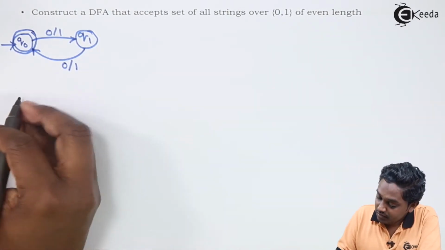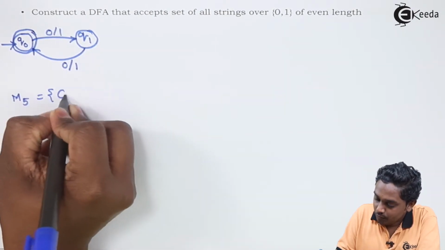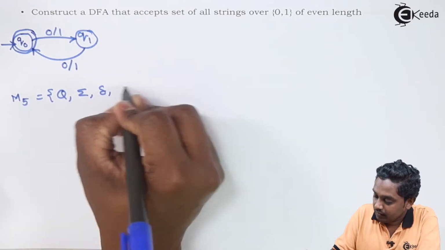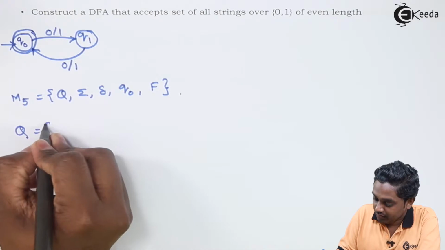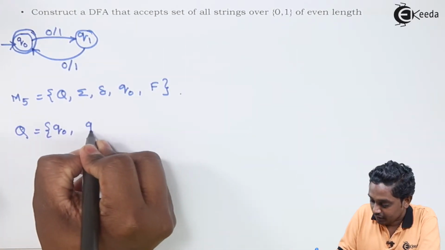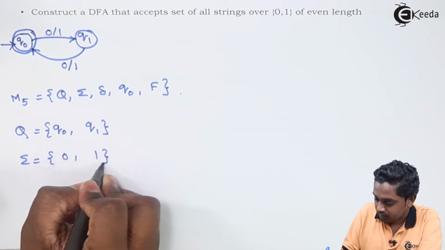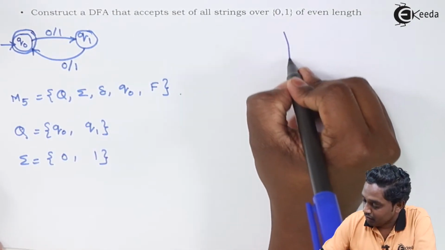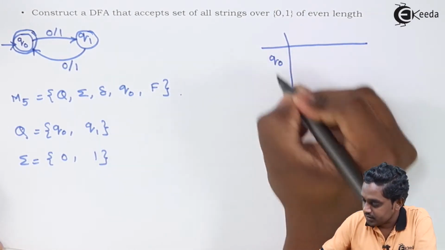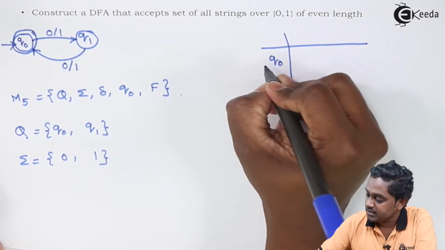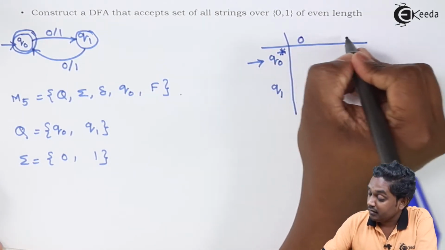Let's see the mathematical definition. So let's name this machine M5, with Q, sigma, delta, Q0 and F. What is Q? The set of states. So Q0 and Q1 are the set of states. Sigma is the input alphabet set, 0 and 1. Delta, let's try to draw delta using a table. So there are two states, Q0 and Q1. The initial state is Q0, which is also a final state, and the input alphabet set is 0 and 1.